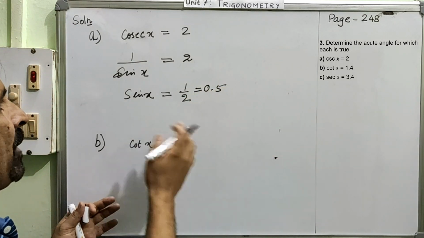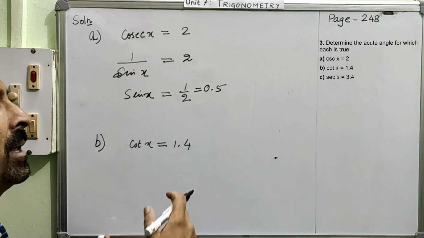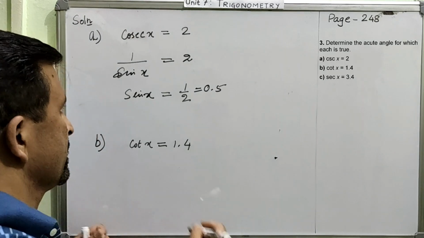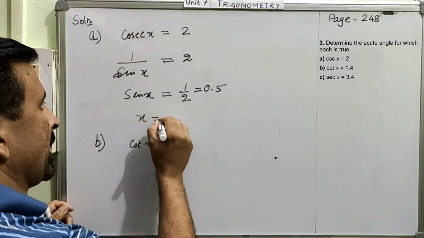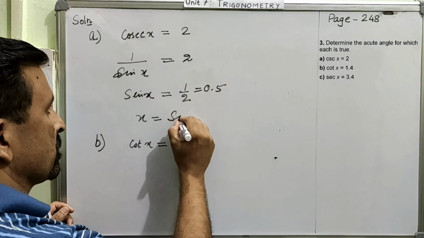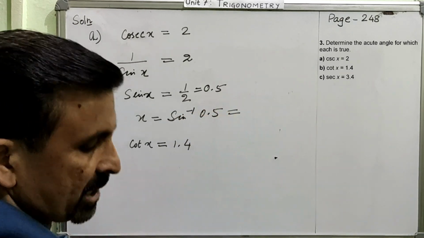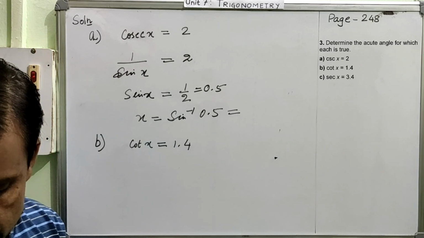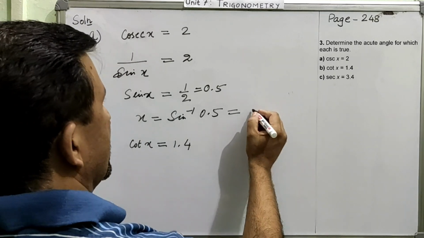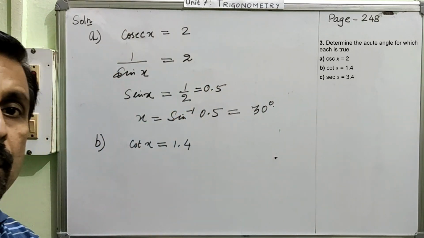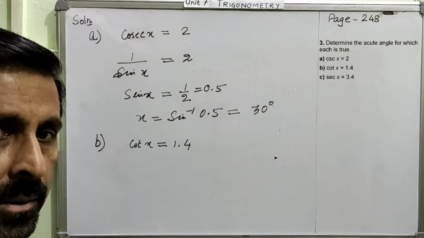And now it has come in the form of a fundamental trigonometrical ratio. You can easily calculate the value of x. So x will be calculated by shifting this sine to the other side. So sine inverse 0.5, and because you can use the calculator, sine inverse 0.5, its value is 30 degrees. Answer. Did I make you clear?